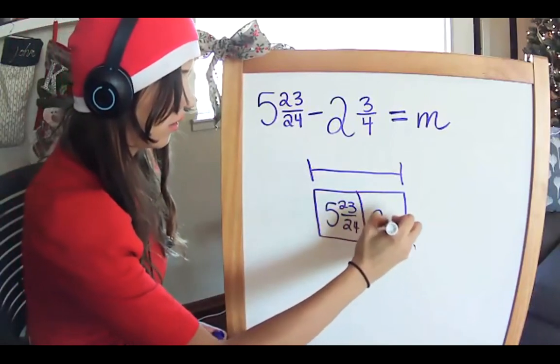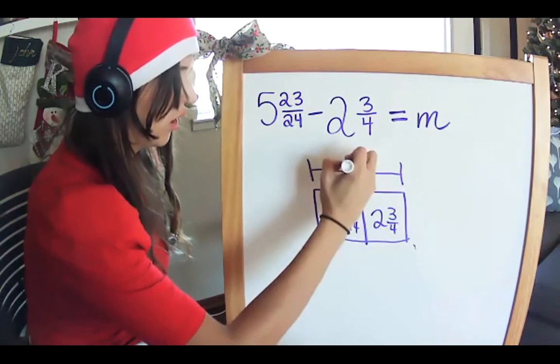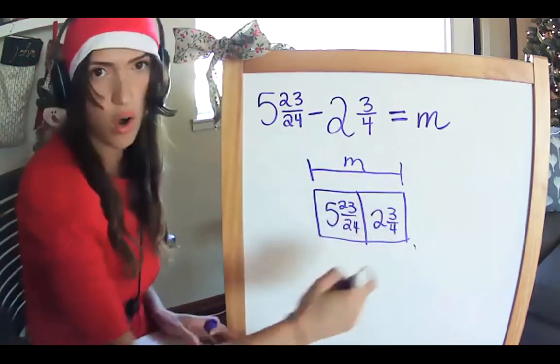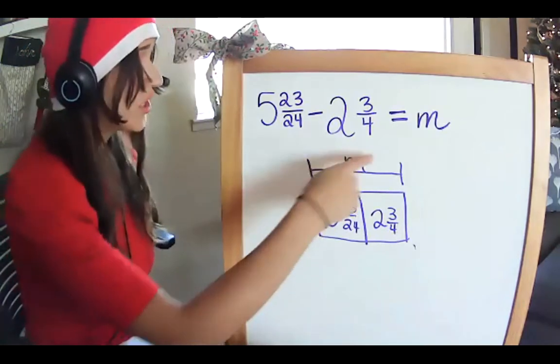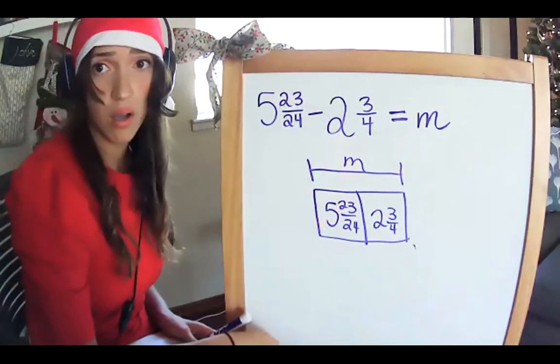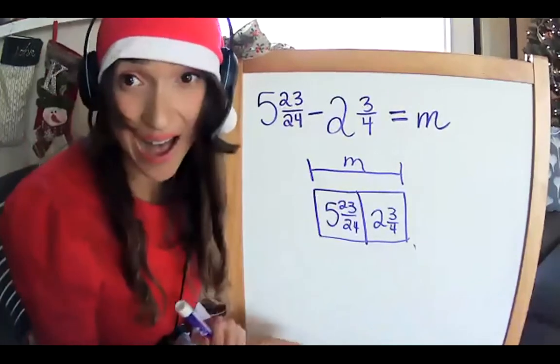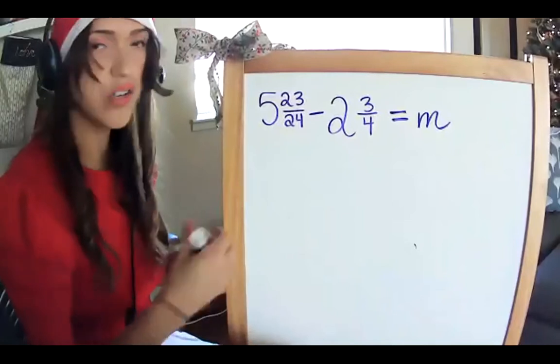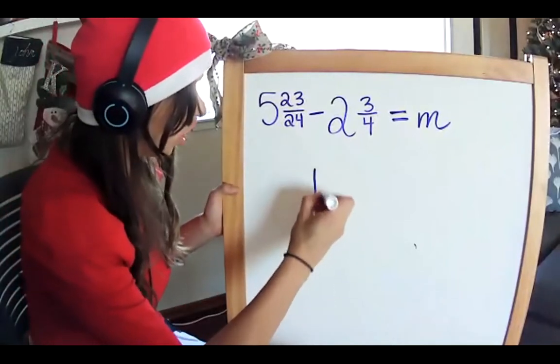Wait, that's wrong. Because this means 5 and 23/24 plus 2 and 3/4. I have a subtraction problem. So my question to you is, on your whiteboards, how do you think you would draw this?